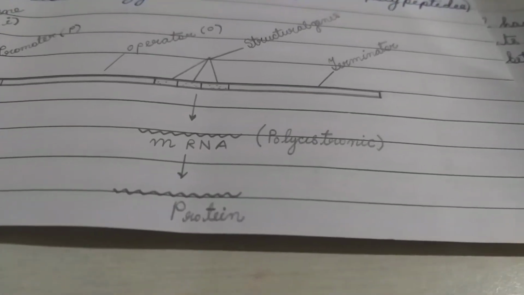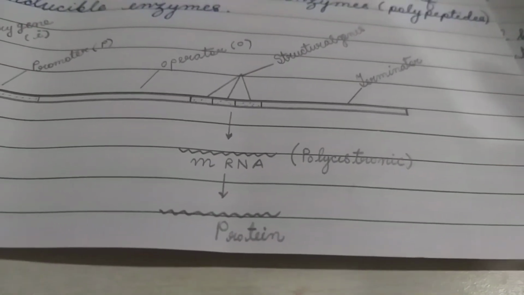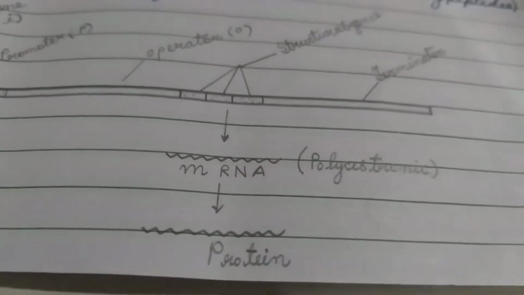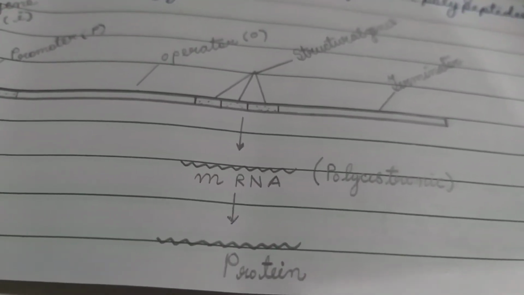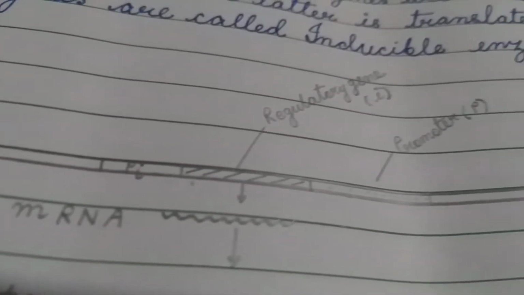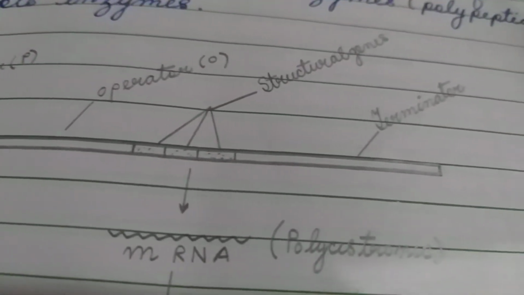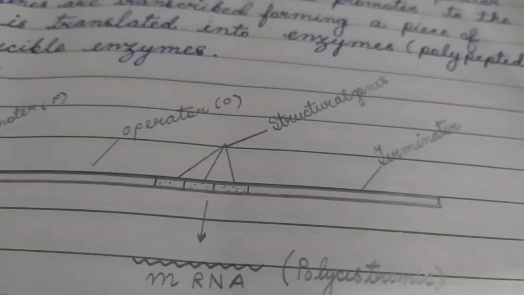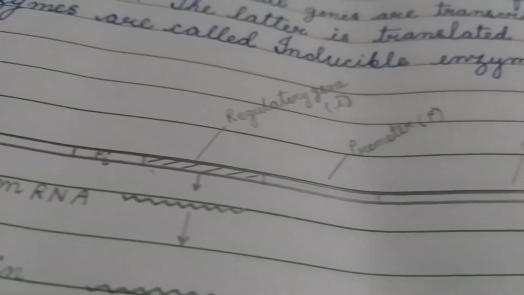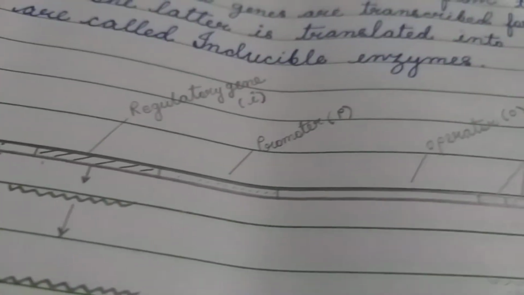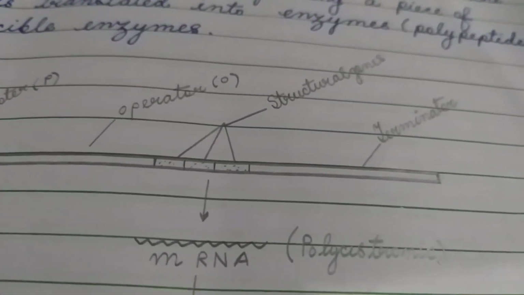So what is an operon? O-P-E-R-O-N, operon. Operon is a set of genes which are present adjacent to each other, a segment of DNA. You can see this is a group, a set of several genes which are present adjacent to each other, that constitute an operon.